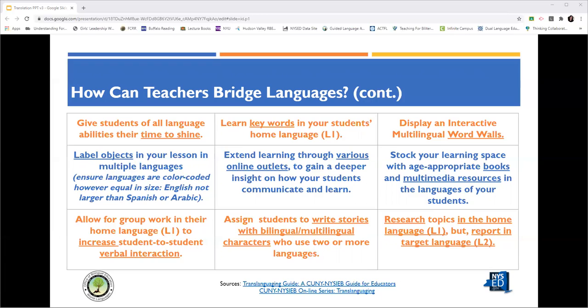It also provides a space of inclusivity and safety. If students see that you're being intentional about learning short phrases or how to greet or say goodbye in their home language, it demonstrates to them that you do care and that you are interested, not only in them as a learner, but them as a student.